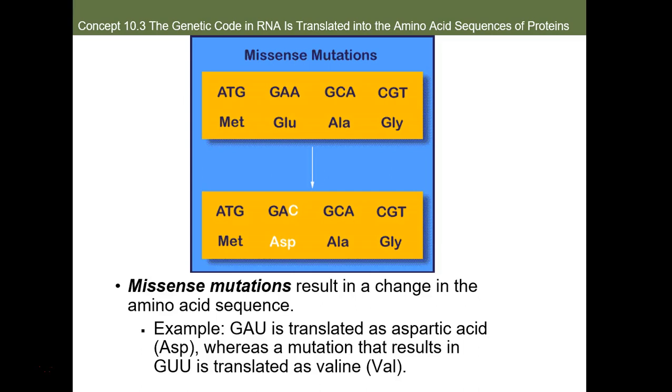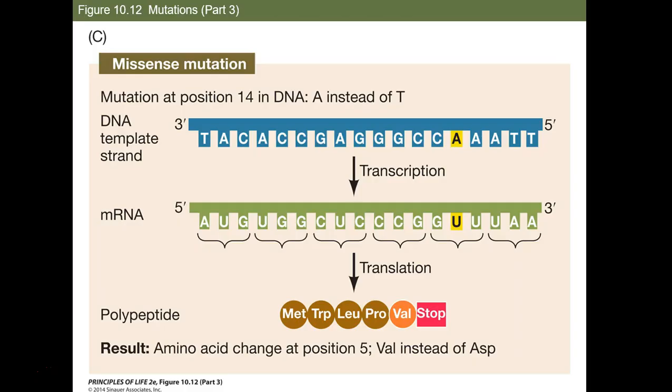A missense mutation results in a change in the amino acid sequence. GAU is translated into aspartic acid, but if it's changed to GUU, the amino acid is translated to valine. Here's the same DNA sequence from before, but the resulting point mutation changes the GAU to GUU, producing valine, which is the change of the amino acid sequence, making this a missense mutation.